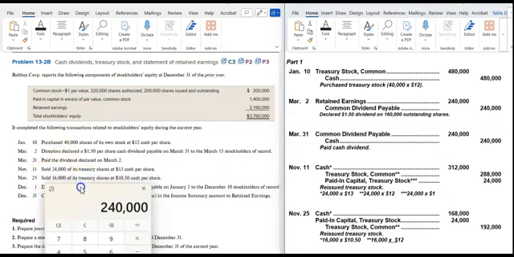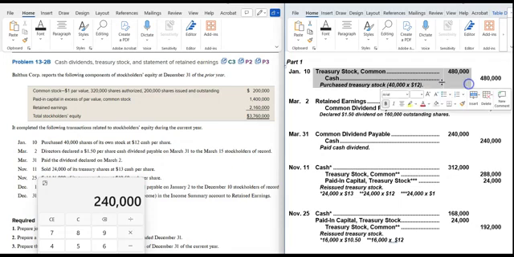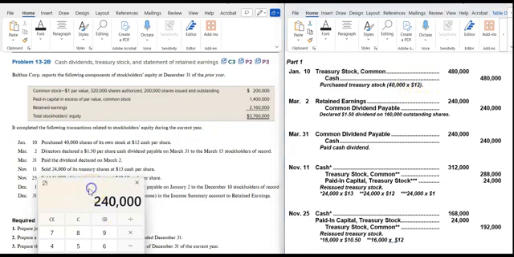November 11th, they sold 24,000 of its treasury shares at $13 cash per share. They had purchased 40,000 shares at $12 per share and recorded it into the treasury stock account. They are now reselling 24,000 of those shares. So this treasury stock account needs to be decreased because some of the stock is no longer held in treasury, it's resold. We're going to decrease the treasury stock account for whatever amount the stock was recorded in there. It was recorded in there at its cost of 12, so we are going to decrease the stock at $12 per share.